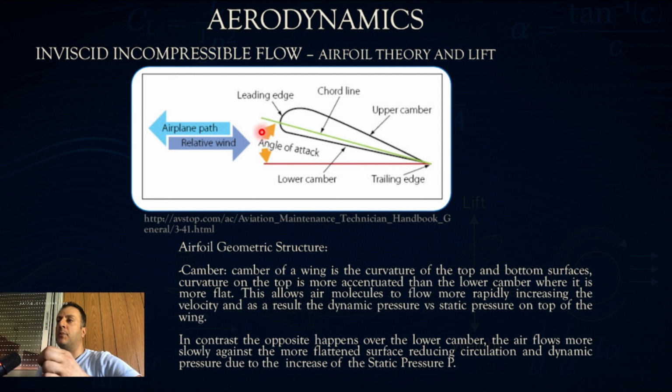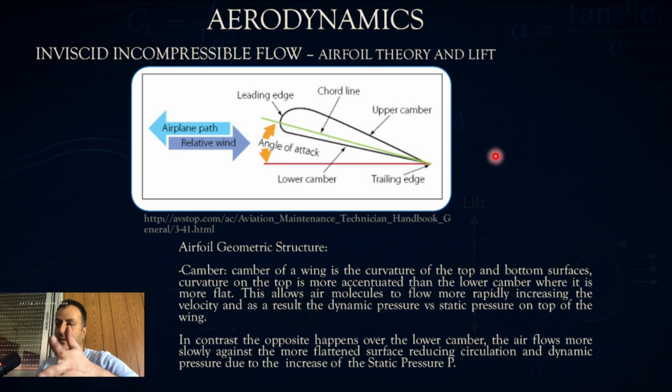This is what's happening with the air on the lower camber. It's traveling slower, so you have a higher static pressure. The air on the upper camber is traveling faster, so you have a lower static pressure or a higher dynamic pressure.